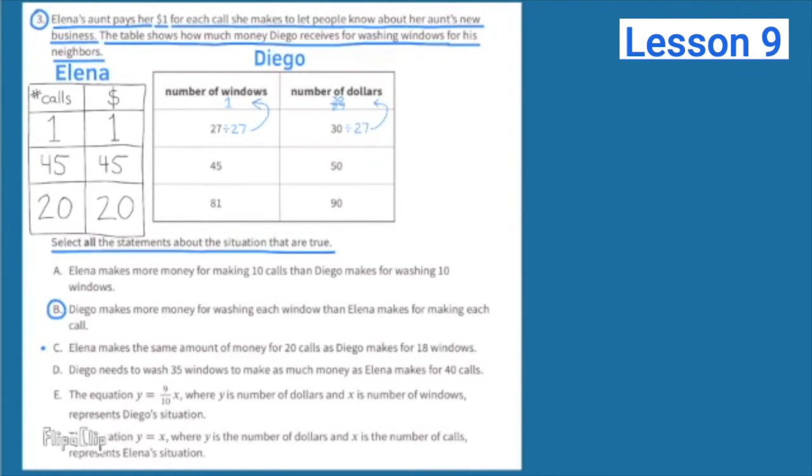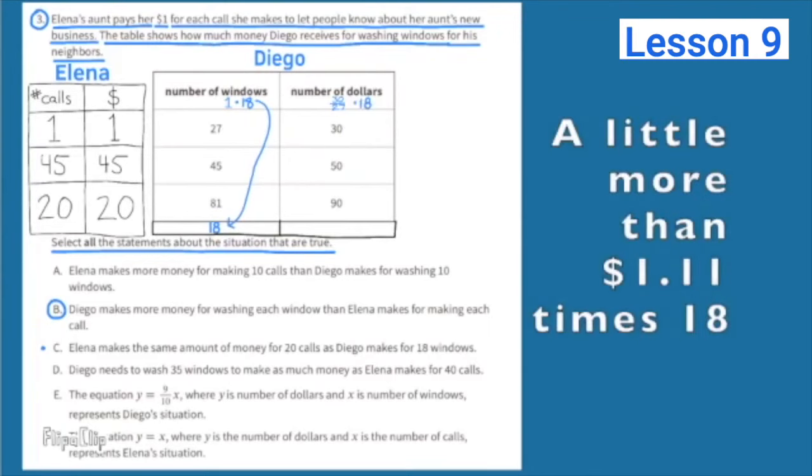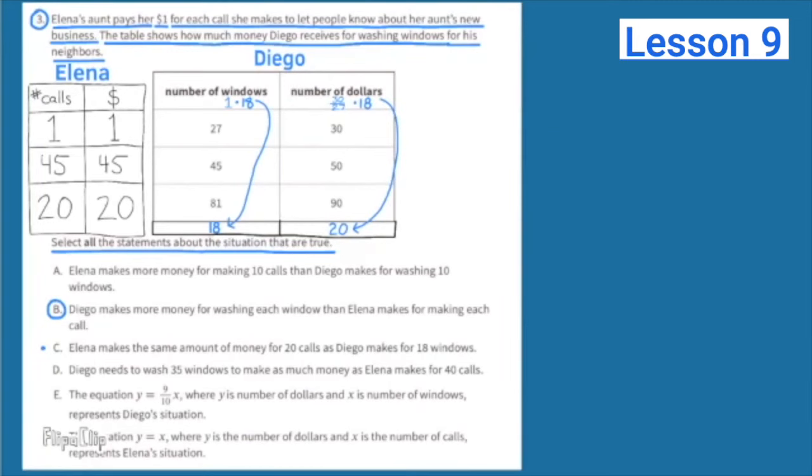So Elena earns $20 for making 20 calls. Let's see how much Diego earns for washing 18 windows. 1 times 18 equals 18, and 30 over 27 times 18 equals 20. So Diego earns $20 for washing 18 windows, which is equal to the amount of money that Elena earns making 20 phone calls. Yes, this statement is true, so I would also select statement C.